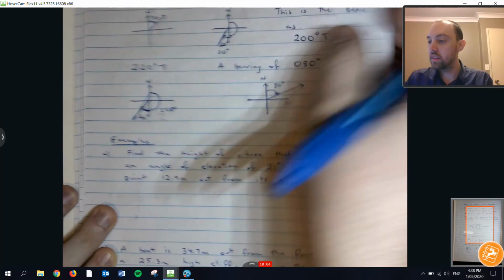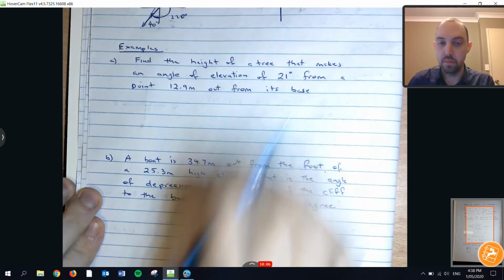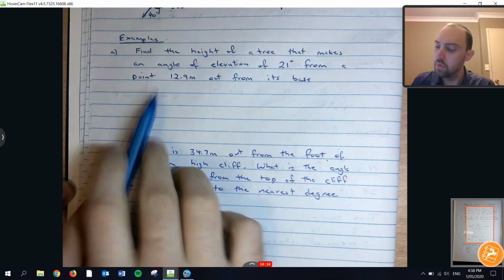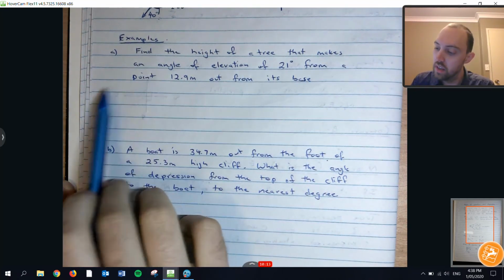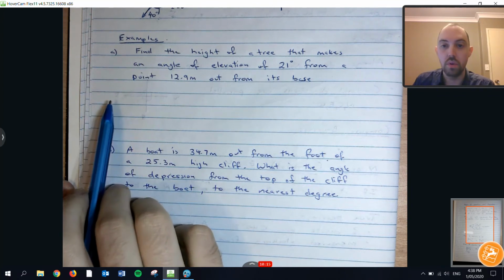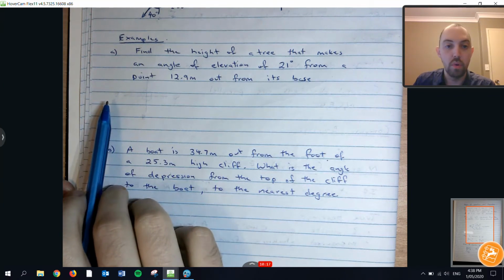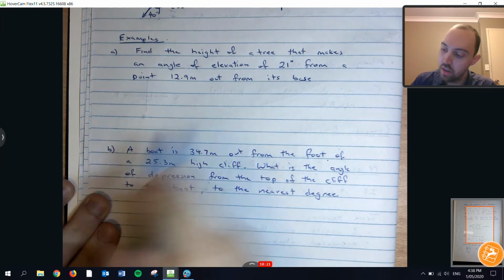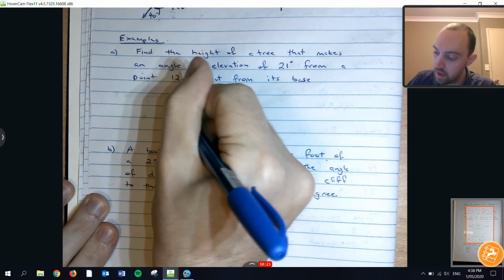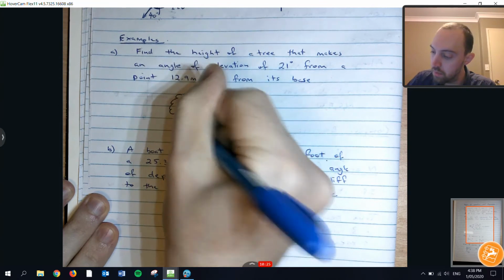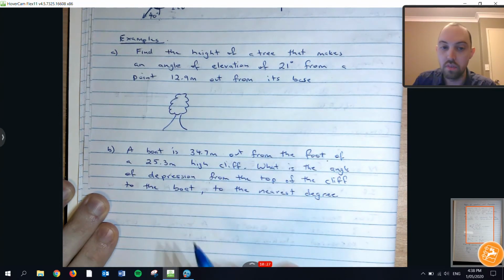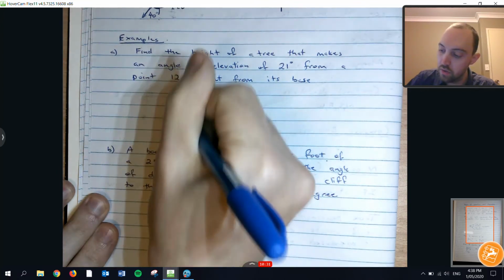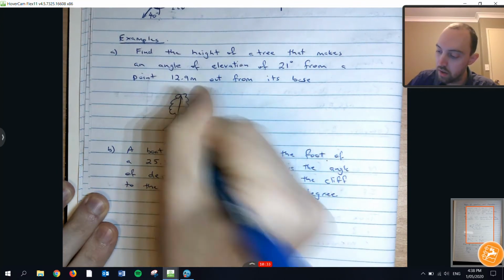Okay, let's try a couple of examples using either elevation or depression. So we are trying to find the height of a tree that makes an angle of elevation of 21 degrees from a point 12.9 meters out from its base. Now, I would recommend anytime you're doing a worded problem that you draw some sort of diagram. There's my tree, that's what I'm trying to find the height of. So how tall is this thing?